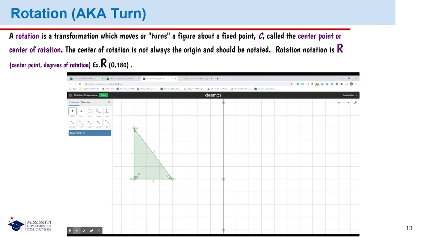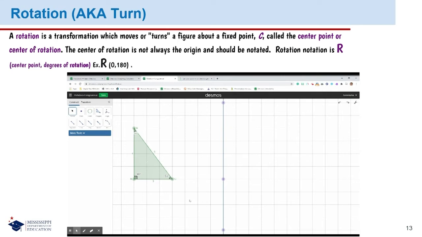So rotation notation is the capital R, comma, parentheses, the center point, comma, the degrees of rotation, close parentheses. So for example, you have a capital R. I'm using O for origin, and 180 degrees because that's the degrees of my rotation. So here, let's go to our Desmos geometry tool and watch a brief tutorial on how to create a rotation of a figure.